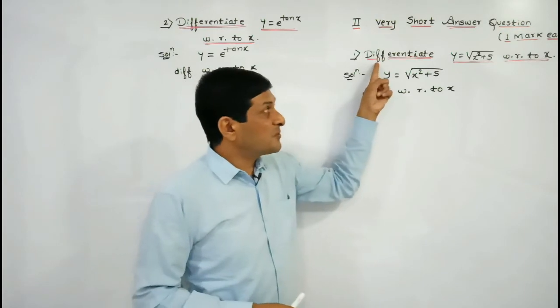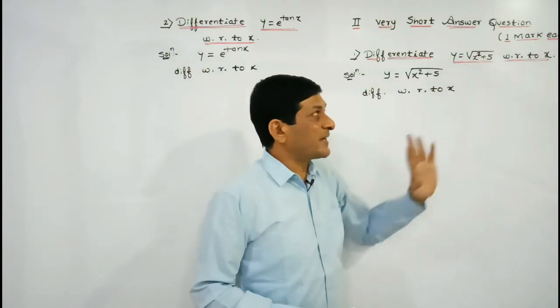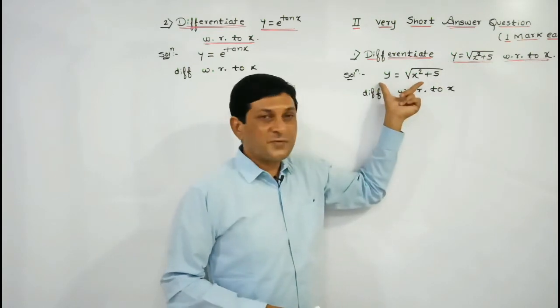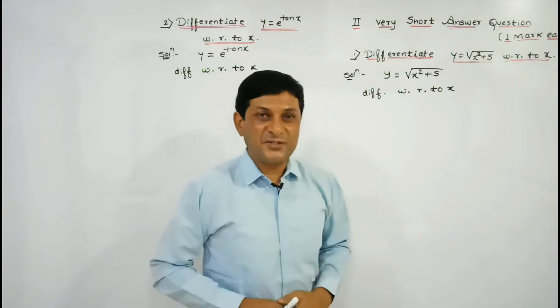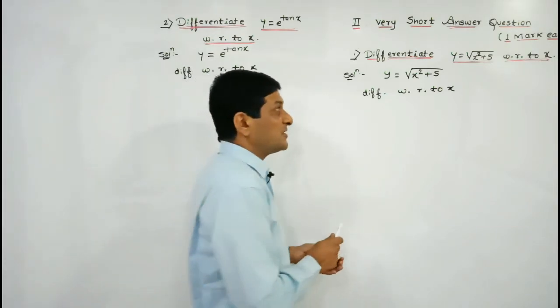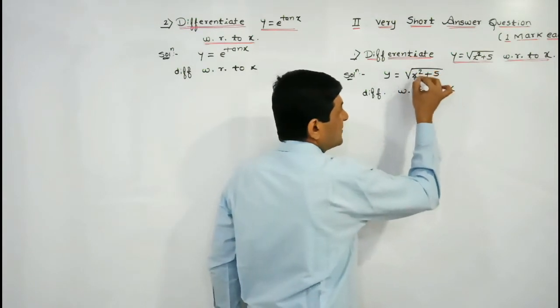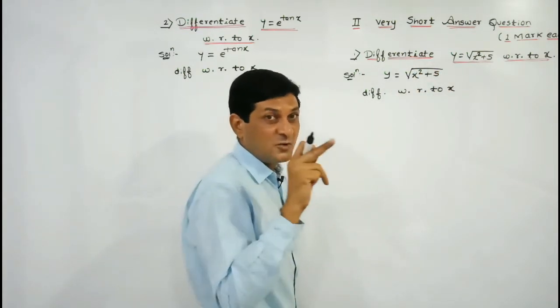In this case, we have to differentiate y is equal to under root x square plus 5 with respect to x. So we have considered this function y is equal to under root x square plus 5. Now we are differentiating it. Here we can observe that it is a composite function, means it is in the form of under root f of x. And we have a formula to find the differentiation of under root f of x.